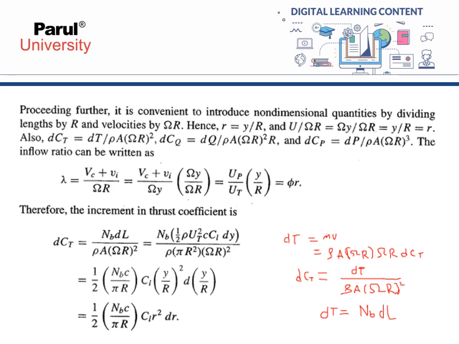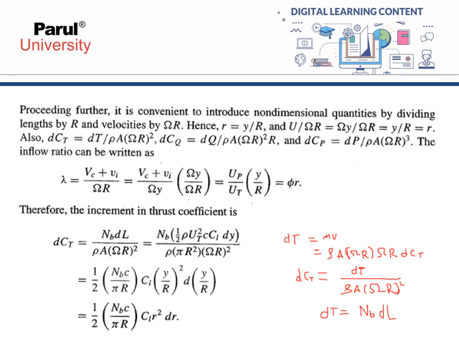Now, proceeding further, it is convenient to introduce non-dimensional quantities by dividing the length by R and velocity by omega R. Here small r is equal to y by capital R, and U by omega R is equal to omega y divided by omega R. Then y by capital R is equal to small r. Also dCT is equal to dT by rho A omega R whole square, dCQ is equal to dQ by rho A omega R whole square into R, and dCP is equal to omega dP upon rho A omega R cube.